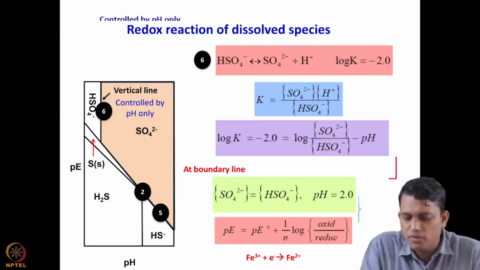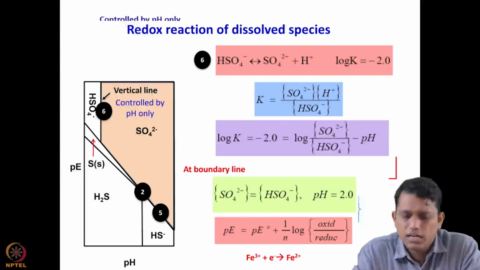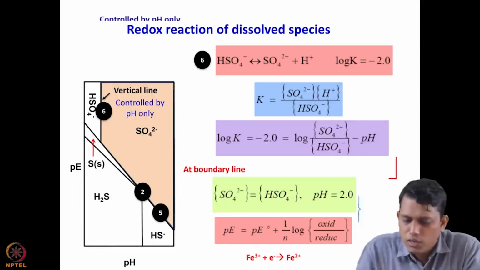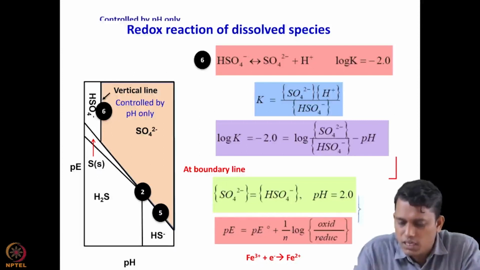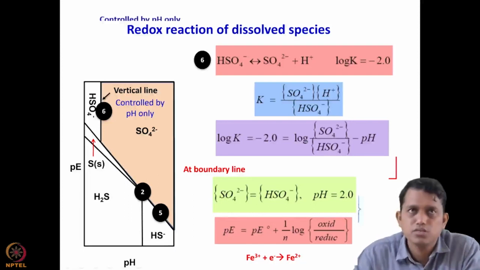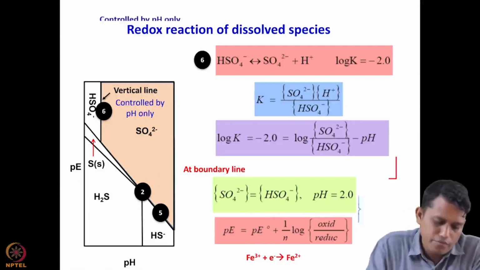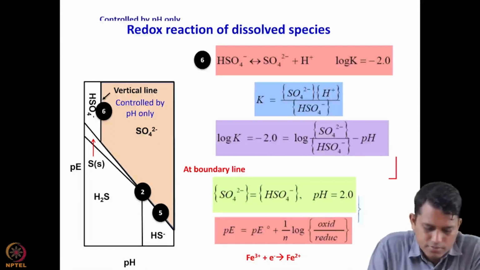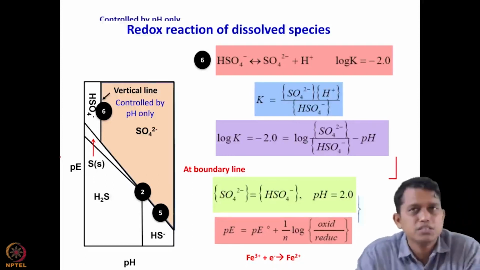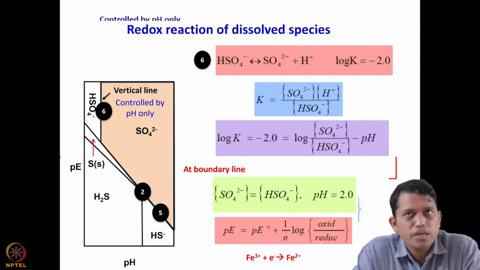Since we have the log K value, we can just put this value in, and as I told you, we assume that along this line the activities are the same. The moment you put the activity of this equal to the activity of this, what we get is pH equal to 2. When we say pH equals 2, and I have to plot on a pH-pE diagram where pH is on the x-axis and pE is on the y-axis, we get a straight line. So this kind of redox equilibria, which are only controlled by the proton, gives you a straight vertical line.